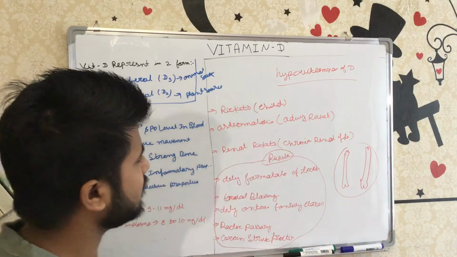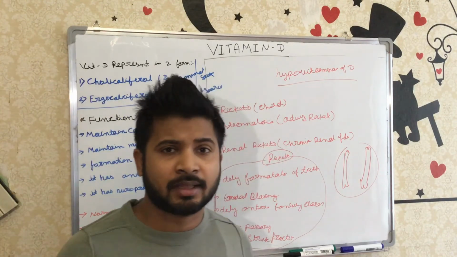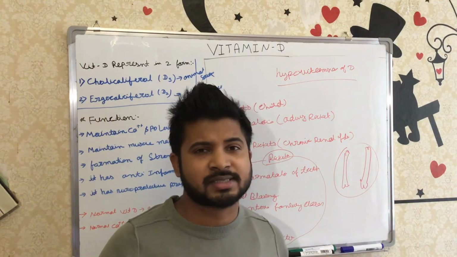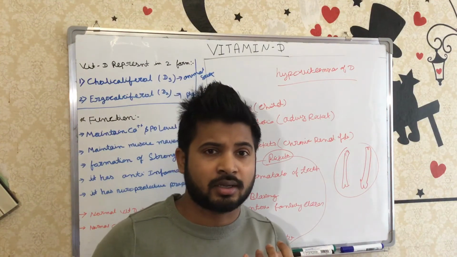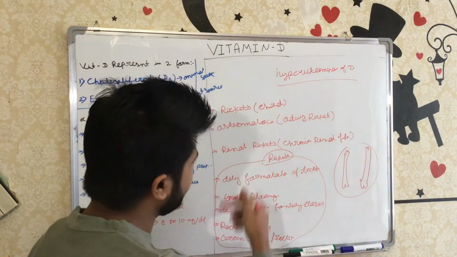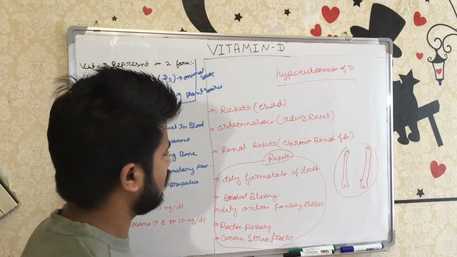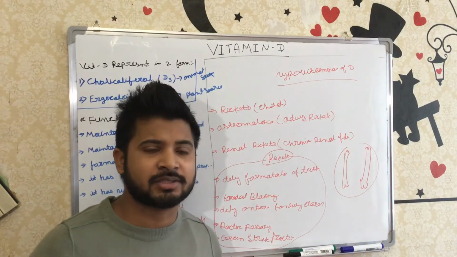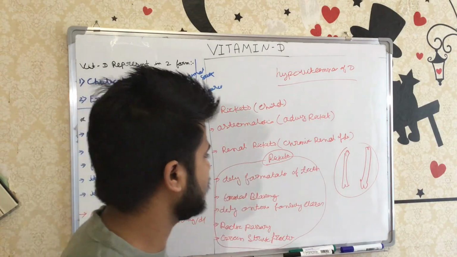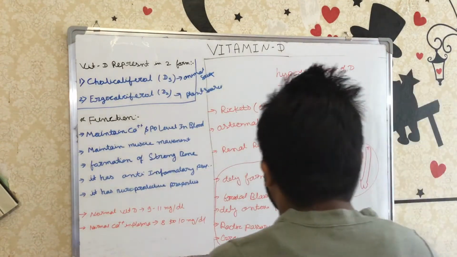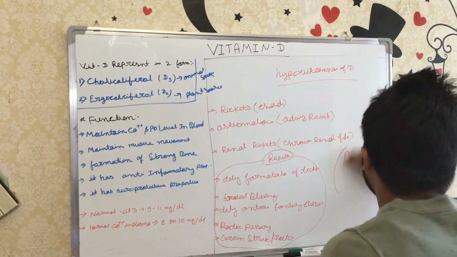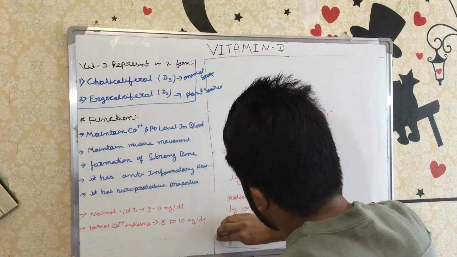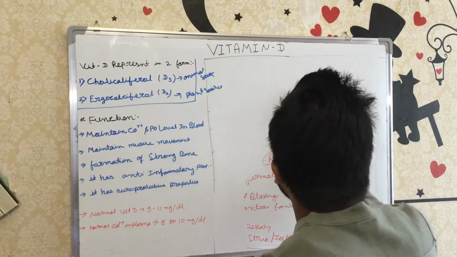In osteomalacia, it is the same thing. In the adult person, the bones become deformed and weak, and pain appears in the bone due to the weaker bone. In renal rickets, as I said, chronic renal failure leads to it because the enzyme will not work, so without the enzyme vitamin D will not be activated, which can lead to vitamin D deficiency. So these are the pathological conditions of hypovitaminosis D. Now we'll discuss what normal level of vitamin D we have to take.